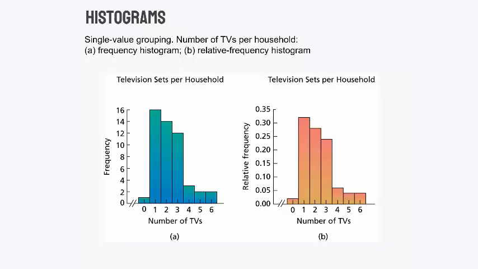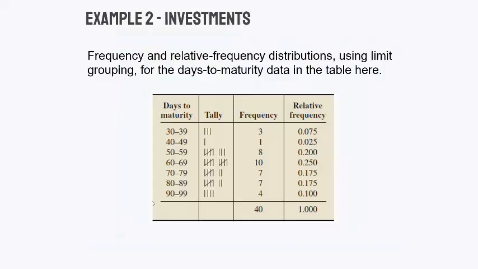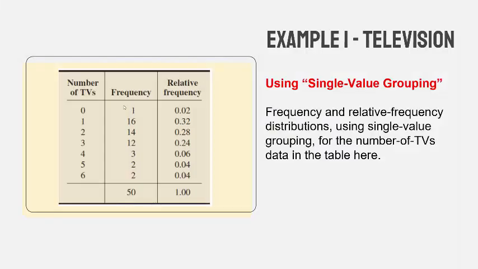Let me show you the histogram for the TV data, using the single value grouping method. You start with a horizontal axis and a vertical axis. Along the horizontal axis, you put the classes: 0, 1, 2, 3, 4, 5, and 6. Along the vertical axis, you put the frequencies. I'm going to count by 2s: 2, 4, 6, 8, 10, 12, 14, 16. And going back at the data, the number of households that had 0 TVs was 1.